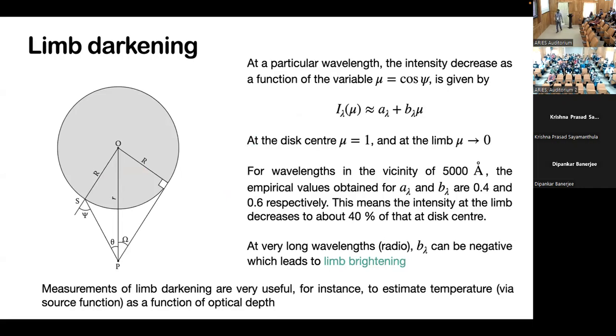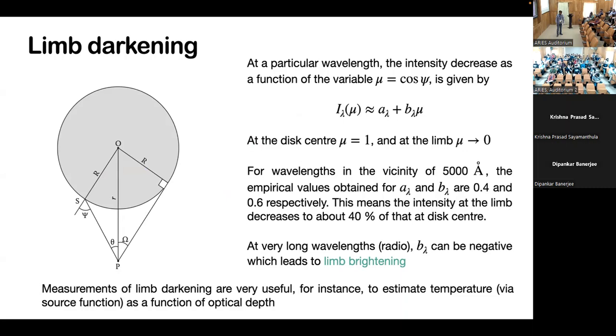You can ignore all the other angles here. The main angle here is this: this direction, OS, is the local normal. And this P is the viewer, and this is the line of sight direction, which is the direction the person is viewing from. The angle between the local normal and this, if you consider that as psi, then mu is defined as cos psi.